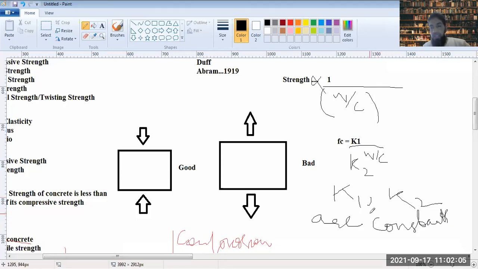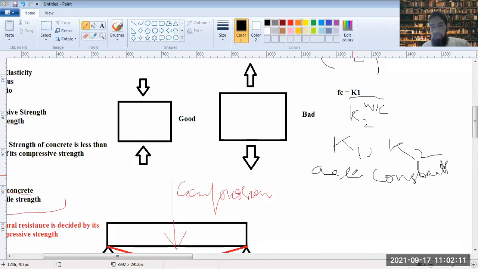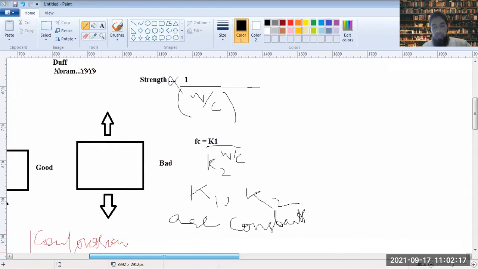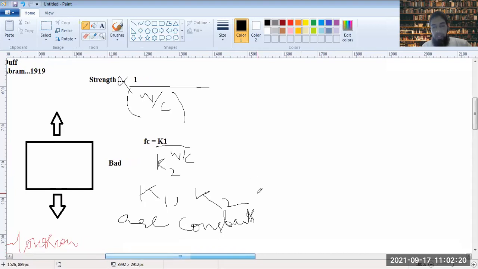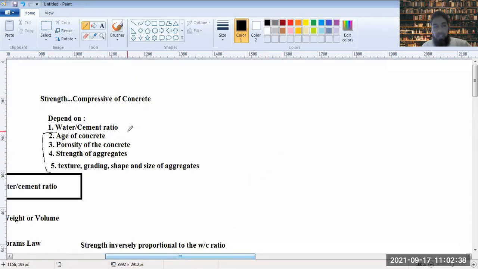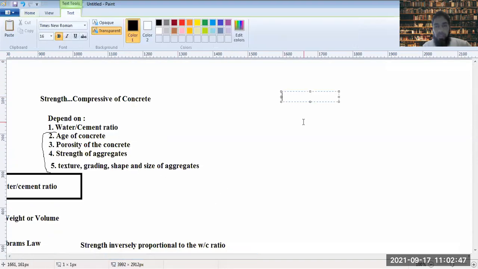So the values of K1 and K2 would depend on the other factors you have listed here. The constants are meant to be maintained while you take some variables, and the variable here being W by C, the primary variable in this equation. So the empirical equation has K1 and K2 as constants, which are dependent on the other factors: age of the concrete, the porosity, the strength, texture, grading, shape, and size of aggregates. This is one form of equation given by Abrams.